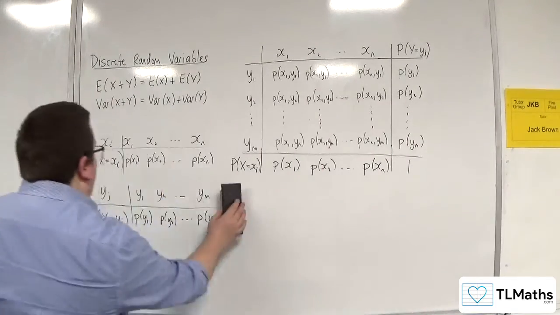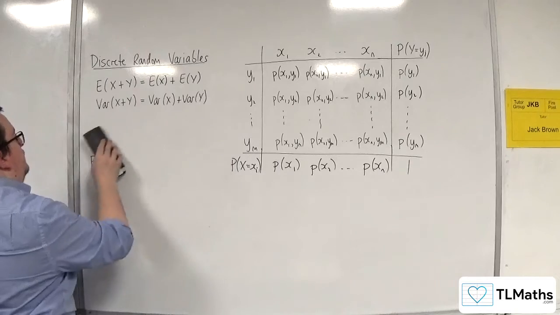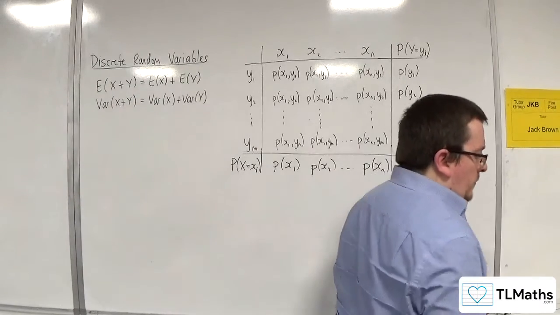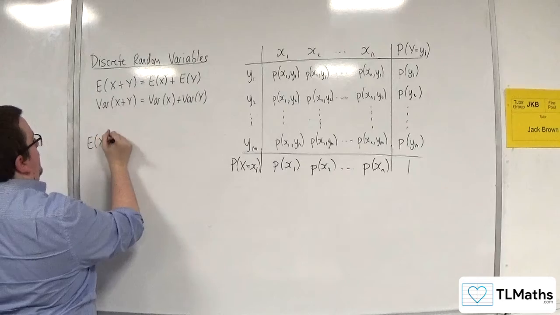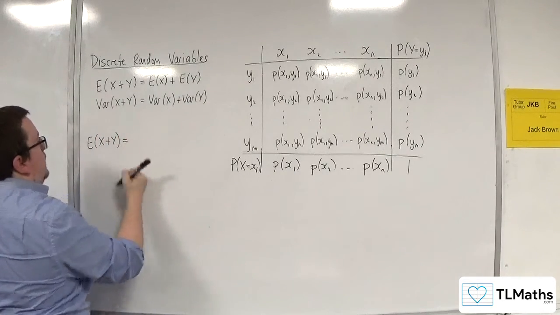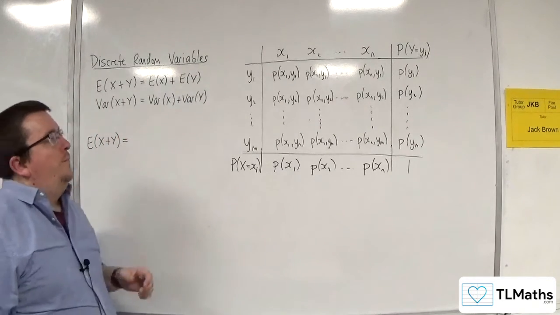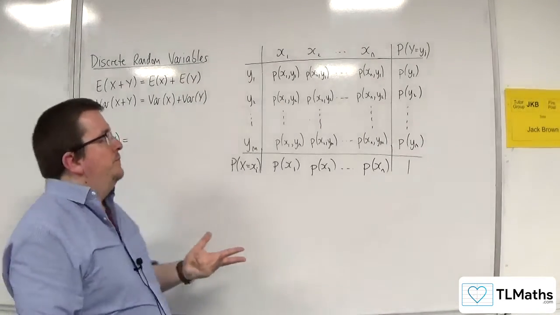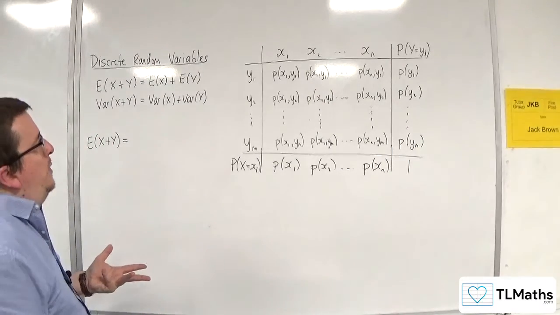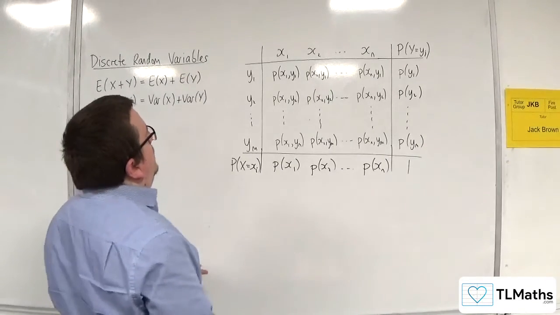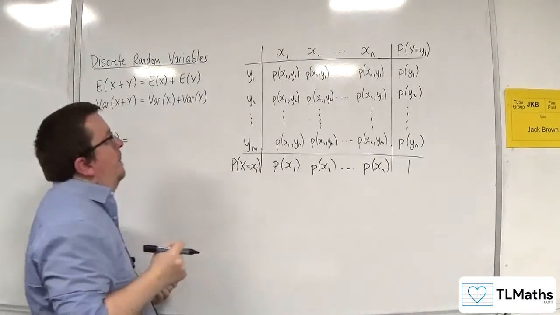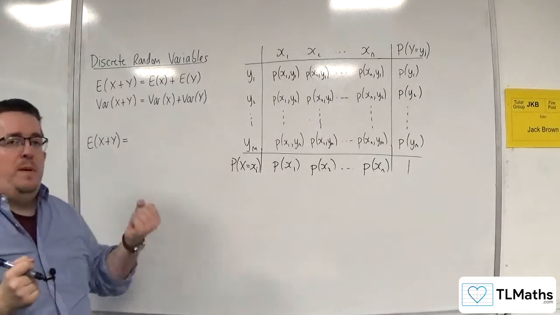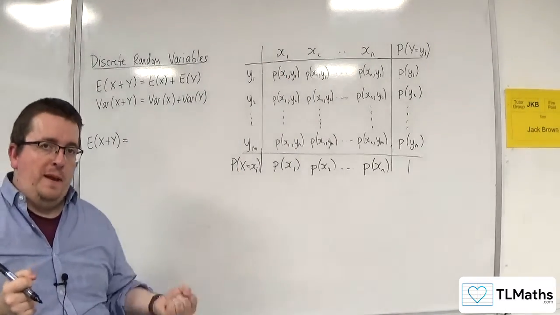I'm just going to get rid of this now. I don't think we need that anymore. So how do we work out this? Well, what we would need to do is add together each of the x's with the y's, and they would then need to be multiplied by their respective probabilities.